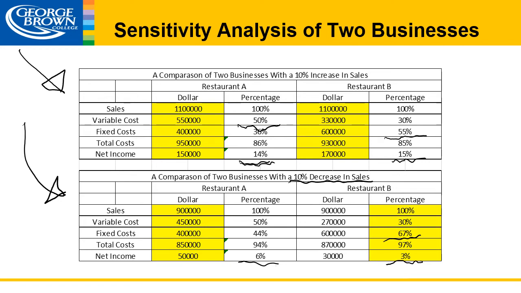So in a scenario where sales are decreasing, restaurants that have a cost structure that's predominantly variable, in this case restaurant A, which has 50% of their costs coming from variable costs, those businesses with low operational leverage tend to outperform businesses that are highly operationally leveraged in scenarios where sales are decreasing.